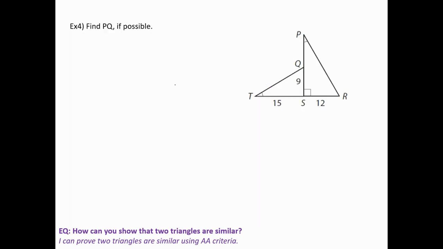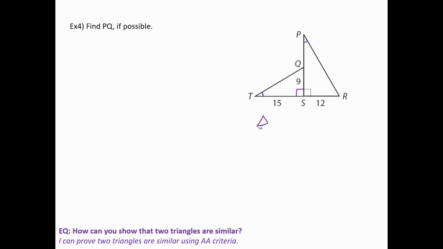Find PQ if possible. So this one's a little bit weird because what we're trying to find is P to Q. So I'm going to leave that for a minute and not find PQ just yet. First, we have to see if it's possible. If I look at my triangles, I see a matching angle that they gave us, and I see a right angle on the left, which means there's a right angle on the right. They do, in fact, have 2 matching angles, so I can say the triangles are similar.